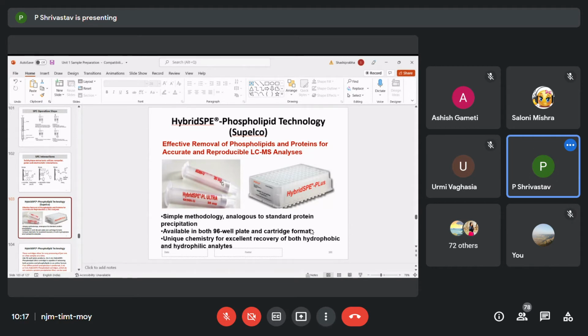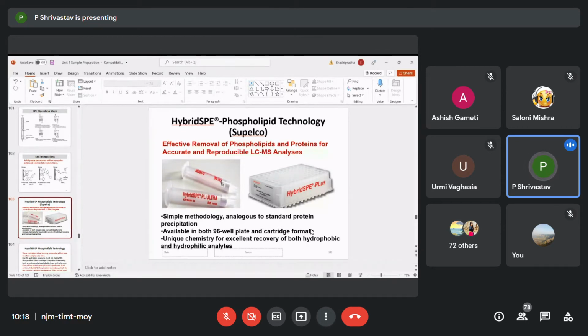Therefore, there is a slight modification to the existing SPE, solid phase extraction. And these are again commercially available cartridges, which are called hybrid SPE because they remove proteins as well as phospholipids. And they remove phospholipids and proteins with very high efficiency. So, actually, they look very similar to your conventional solid phase extraction cartridges, but they serve a different purpose. They serve to remove phospholipids as well as proteins.